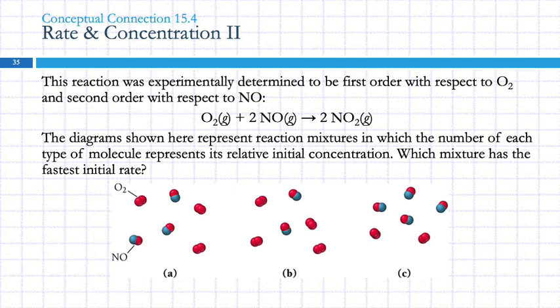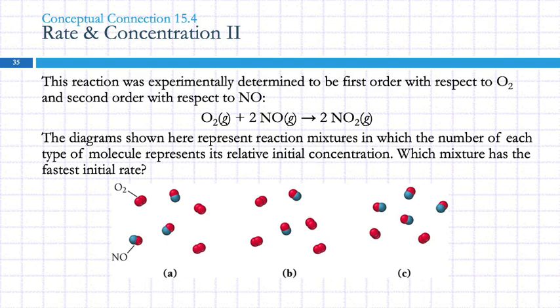So the rate depends on the concentration of oxygen and the concentration of NO. Which one does it depend more strongly on? Nitrogen monoxide, because it's squared. When I double the NO, the rate quadruples. If I double the O2, it just doubles. So what I'm looking for is one that has more NO.